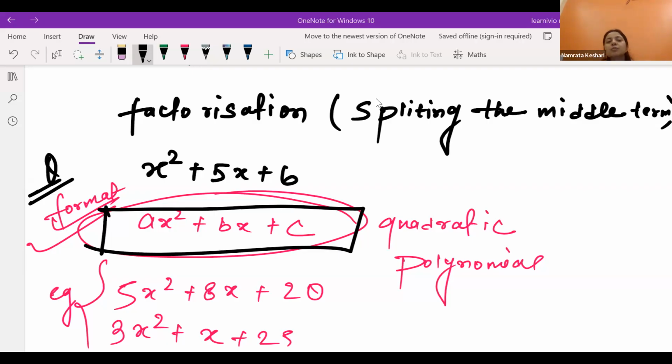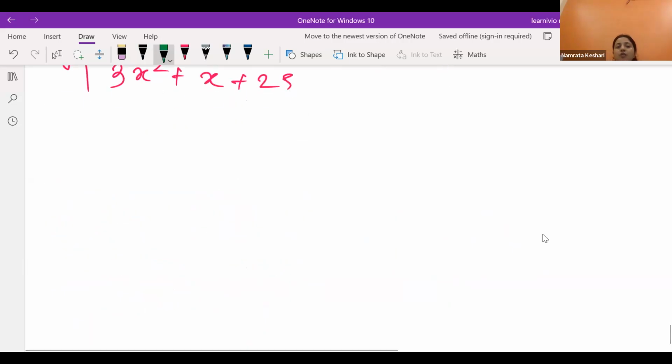I was just explaining to everybody that today we are going to discuss how to do the factorization of a quadratic polynomial by using the method of splitting the middle term. Maybe you have learned this in the previous class, or maybe you are learning it for the very first time. Let's continue. When we are having a quadratic polynomial which looks like ax square plus bx plus c, here a, b, c are just numbers. Below this I have written a few examples, 5x square plus 8x plus 20, or maybe 3x square plus x plus 25. Now each time if I ask you what is a, what is b, what is c, will you be able to tell me?